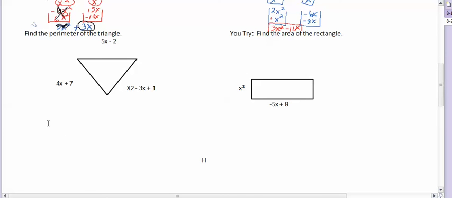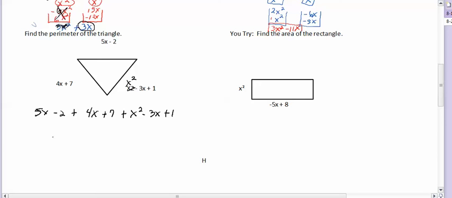So on the one that says find the perimeter, we're just going to go ahead and add 5x minus 2 plus 4x plus 7 plus, open that sheet, x to the second power. So it's going to be x to the second power minus 3x plus 1.